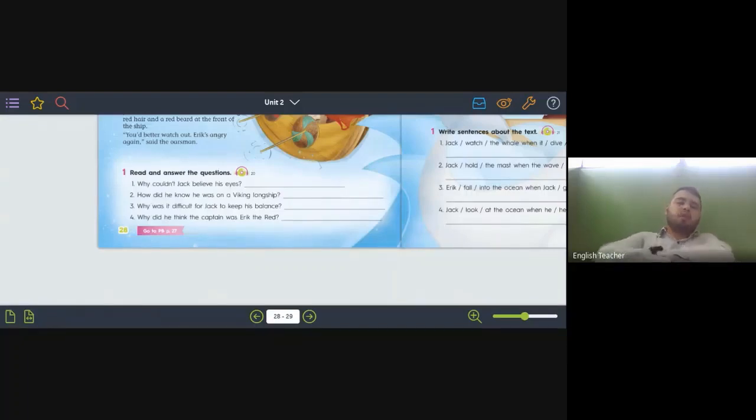Number four says, why did he think the captain was Eric the Red? So look, Jack was trying to know why he was named that way, Eric the Red. Why did they give that name to that Viking? If you remember, there is a part that says he has a red beard and also red hair, and he also has a bad temper. So he's totally angry.